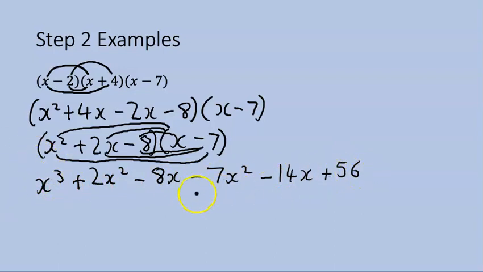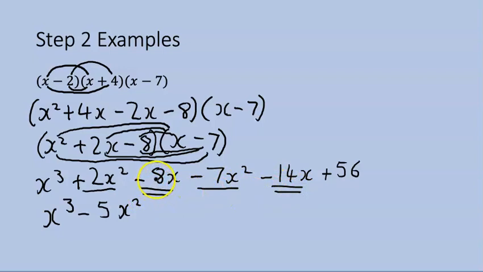Now that I've done the whole expansion, I need to now simplify it. You must make sure you simplify it. So x cubed, there's no other x cubes here, we're fine. I've got 2x squared minus 7x squared. 2 minus 7 is minus 5, so minus 5x squared. I've got minus 8x and minus 14x. Minus 8 take away 14 is minus 22x. And finally, I've got plus 56 by itself, no need to touch it.